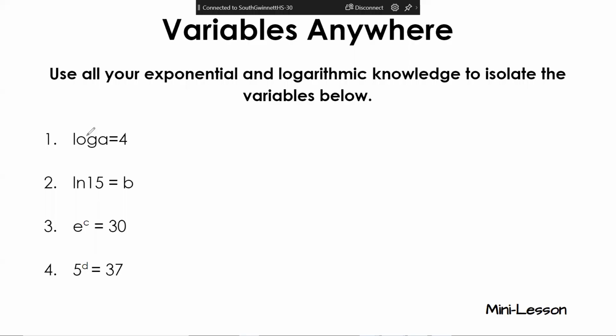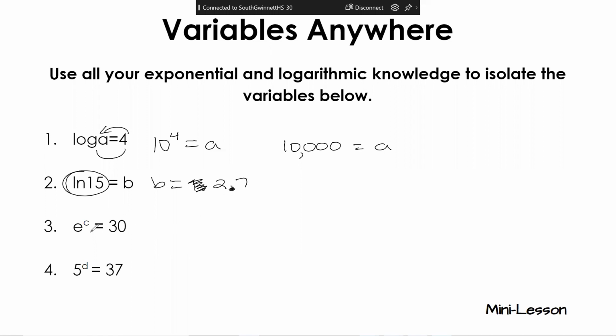If I put this into exponential form, it's going to give me 10 to the 4th equals A, which means that's going to give me 10,000. If I plug this into Desmos, that's going to give me B equals, somebody help me out on that. 1 point what? You said ln of 15?